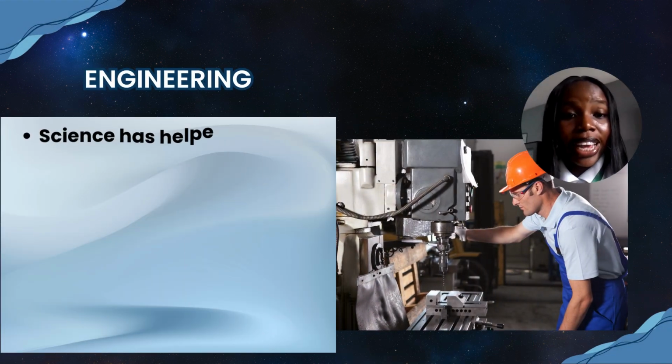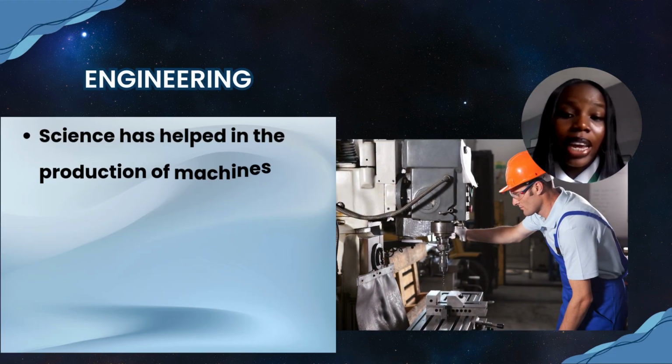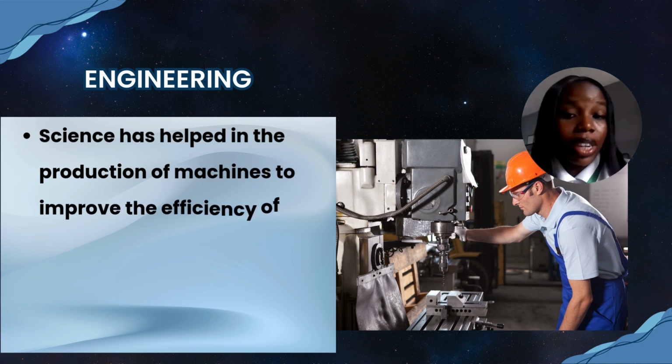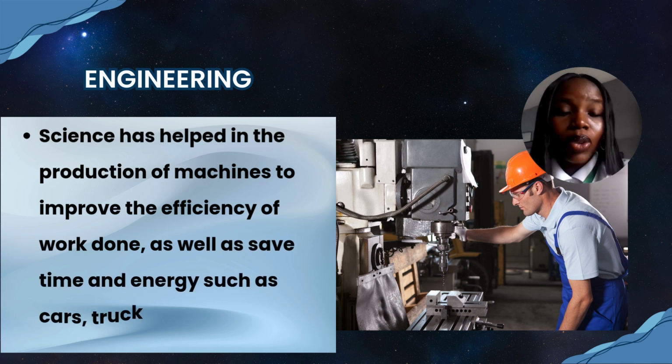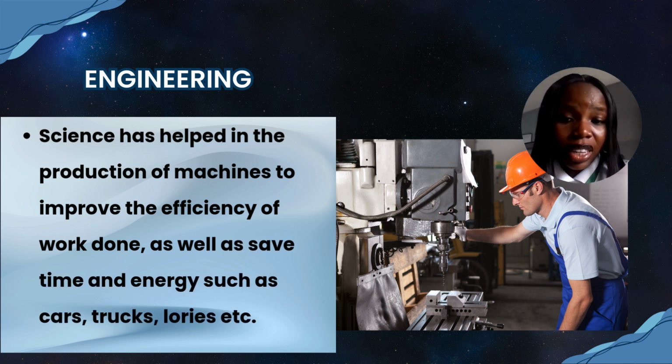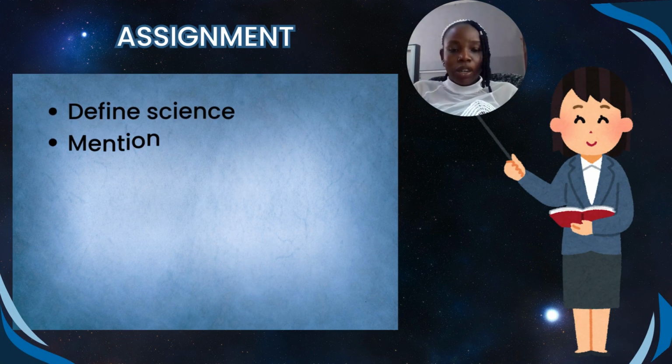Science has also helped in engineering. Science has helped in the production of machines to help us improve the efficiency of work done, as well as to save time and energy. Machines like cars, like trucks, like lorries, like things that will ease our movements from one place to another. So thanks to science.